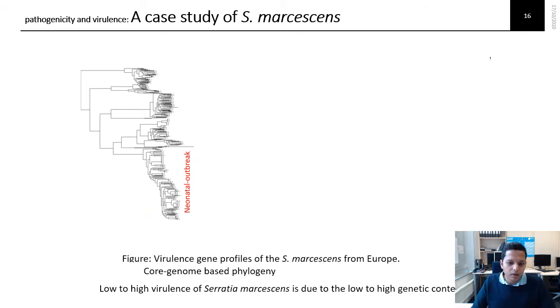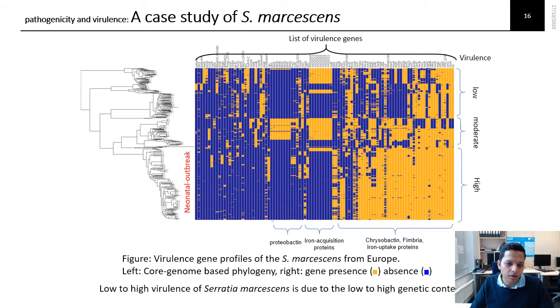This will be in a bit greater detail, but I would like to show how we are using whole genome sequence data to compare different groups of pathogens. So here, on the left side, I am showing you a phylogeny of approximately 700 Serratia marcescens isolates. Each line represents a single Serratia marcescens, and you can see the neonatal outbreaks are grouped in a particular clade or phylogenetic group.